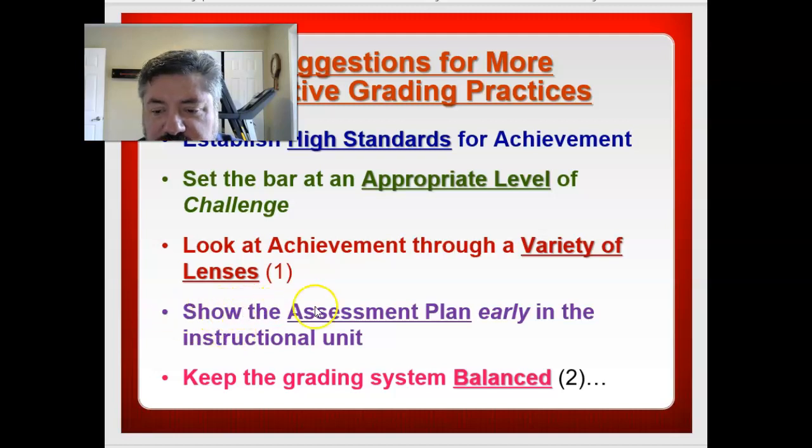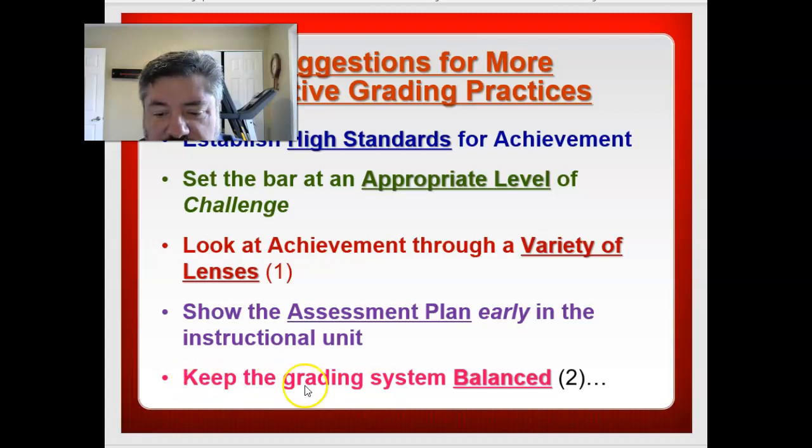Don't forget to show the assessment plan early in the unit. Let students know how they're going to be tested. Is it going to be skills? Is it going to be knowledge? Is it going to be a combination of both? How are the grades going to be weighted? Maybe even what is the scoring guide for the culminating or summative activity?